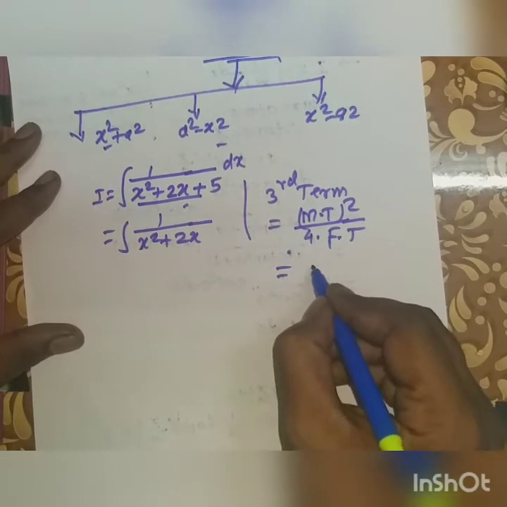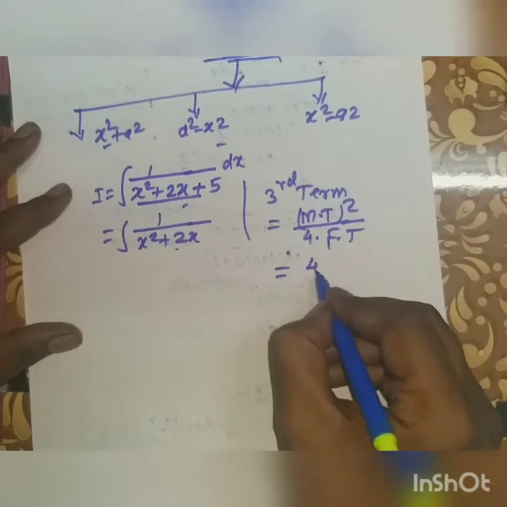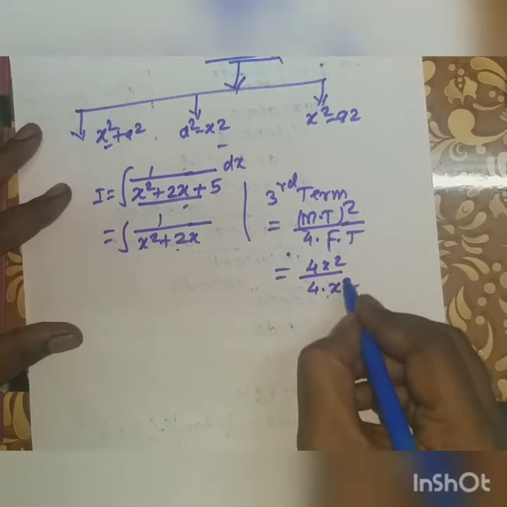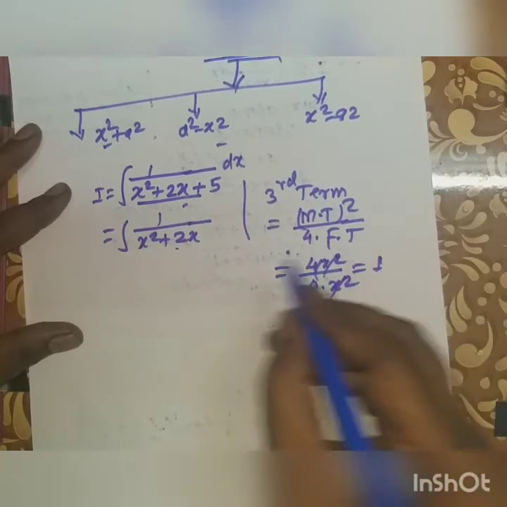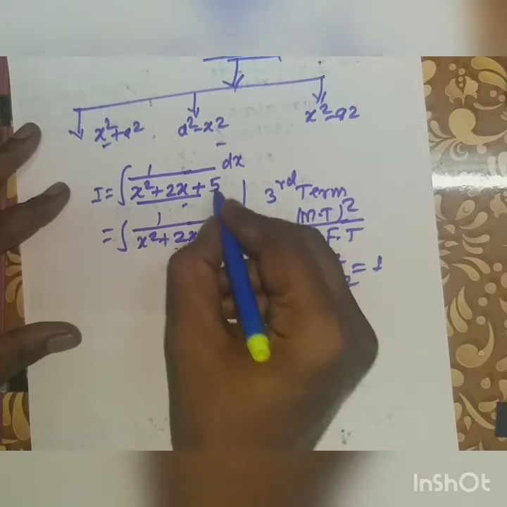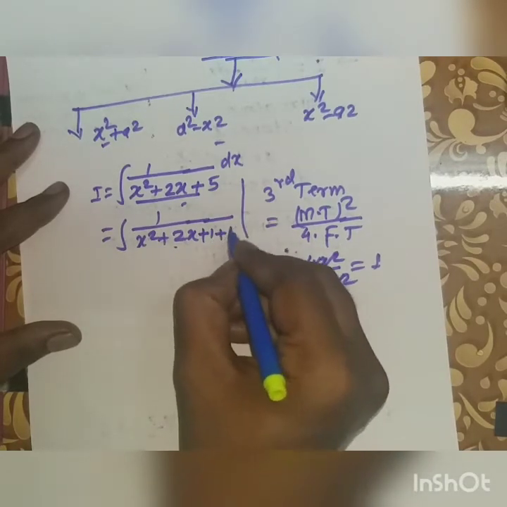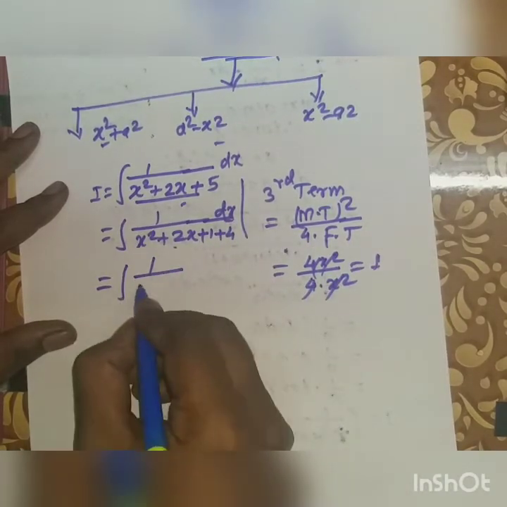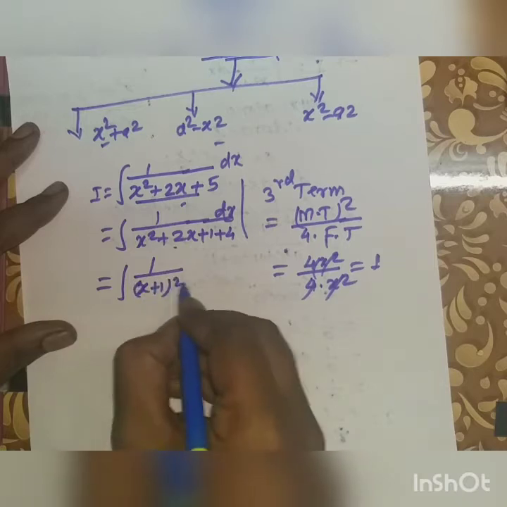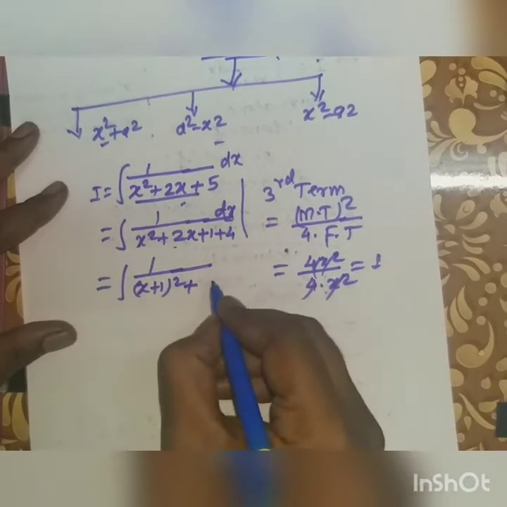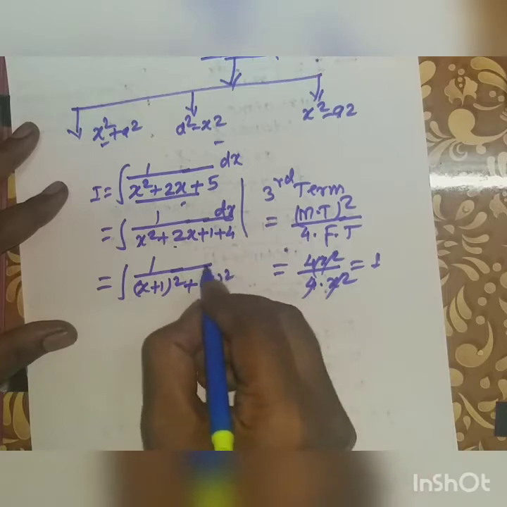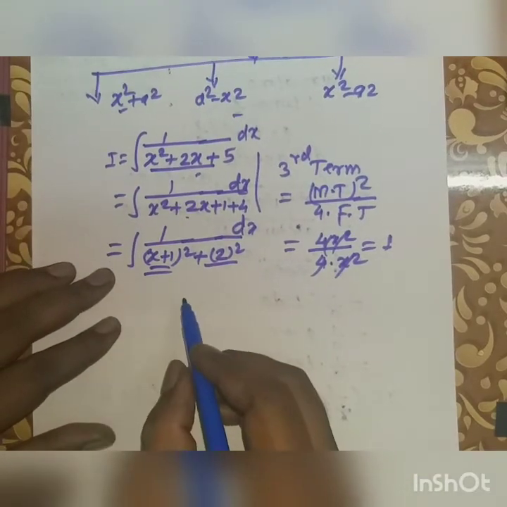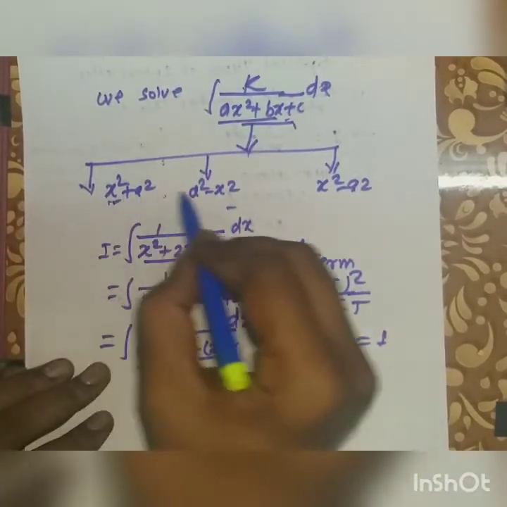The third term is equal to middle term square, that is 4x square, divided by 4 into first term x square. X square cancels, that is 1. Therefore take 1 out of 5, we take 1, the remaining 4 can be written, dx. Then integration of 1 divided by (x plus 1) bracket square plus 4, that is 2 bracket square, dx. Now classify the given problem as in this form: first, second, or third.